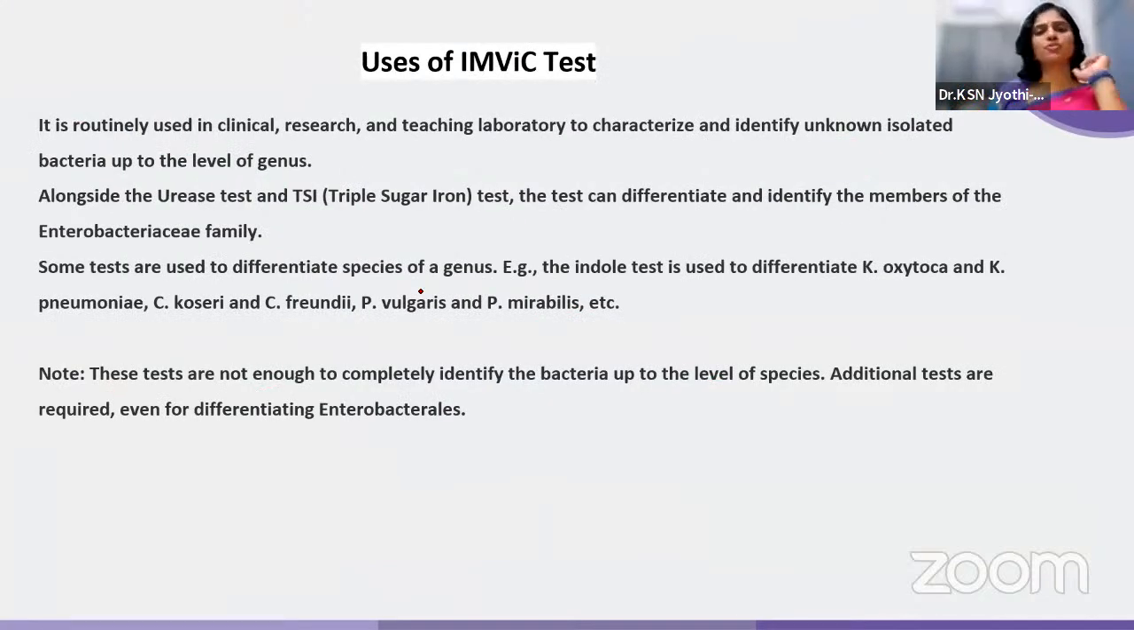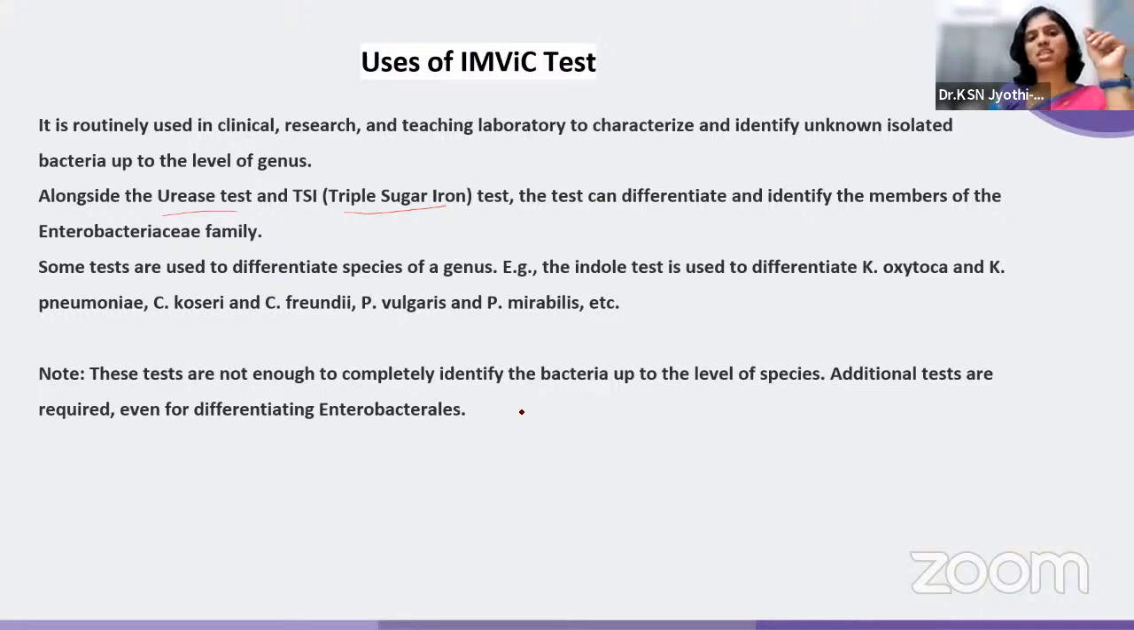So what are the uses of these tests? Generally, as we have been discussing, why do we do these biochemical tests? Very important. They're used in clinical research, teaching, and in laboratories. Even when you want to go up to the genus level and identify what bacteria it is, we will do it. Along with urease and triple sugar iron tests, they will be able to further differentiate the enterobacterial species.